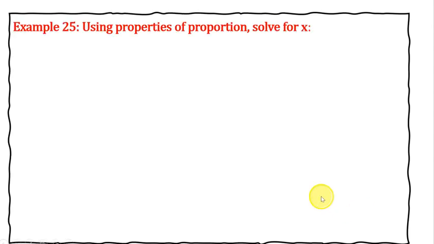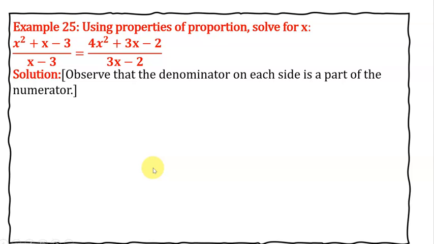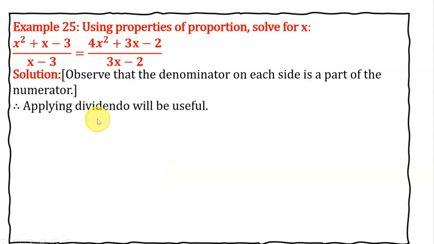Now next problem. Using properties of proportion, solve for x. (x square plus x minus 3) upon (x minus 3) is equal to (4x square plus 3x minus 2) upon (3x minus 2). Now if we observe, here is the term x minus 3 and x minus 3, 3x minus 2 and here 3x minus 2. Then applying dividendo will be useful.